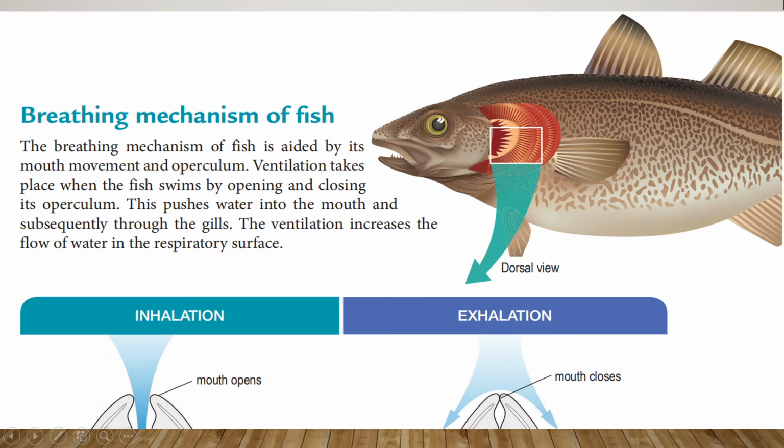Okay, next is the breathing mechanism of the fish. Again, it's divided into inhalation and exhalation when you are to describe. It's aided by the mouth movement and the operculum. This is the operculum, the covering of the gills. Remember the 4 pairs of gills are attached at the gill arches, right? So this will push the water into the mouth, and then pass through the gills, and the ventilation increases the flow of water in the respiratory structure.